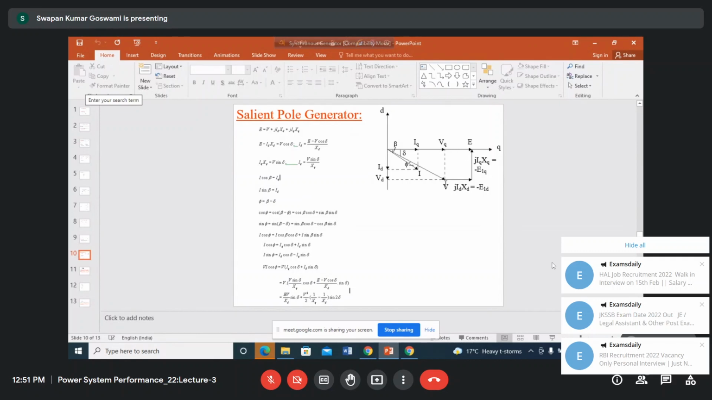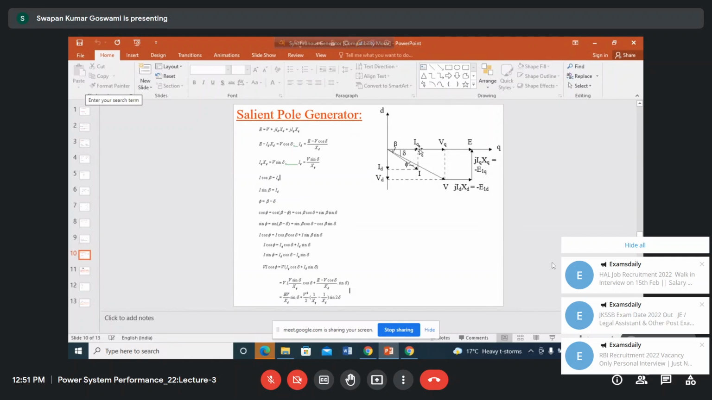Say this is the terminal voltage, and this I is representing the armature current. To represent the armature reaction, we shall take the projection of the armature current on the quadrature axis as IQ and on the direct axis as ID. So ID is the direct axis component of armature current, and IQ is the quadrature axis component of the armature current.